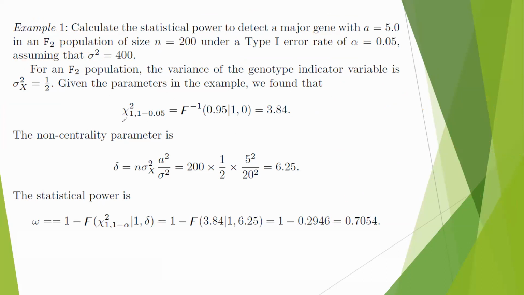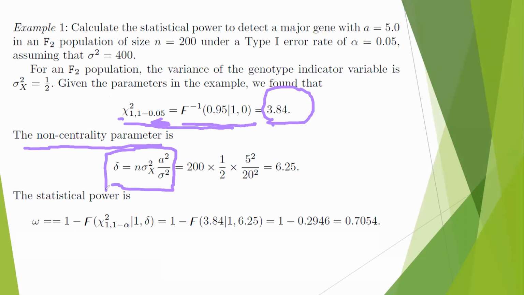And now, based on this information, with alpha equals 0.05, we can specify this critical value, 3.84. So this is how we can use R to help us do the calculation. And the non-centrality parameter will be equal to this. This is the formula we can use because we already knew this A, we already knew this sigma square. So this is the given information. This is a very easy, straightforward problem.